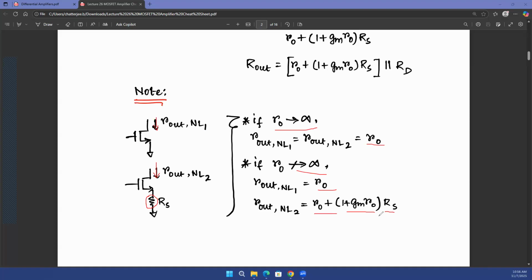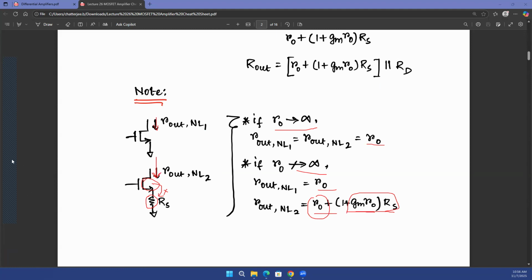And what is that multiplication factor? The intrinsic gain of the transistor. So the transistor has an intrinsic gain that is multiplied with RS. So you'll see gm ro multiplied with RS. This is the factor, gm ro multiplied with RS plus ro. That is going to be the overall resistance that we see looking into the drain of the transistor.